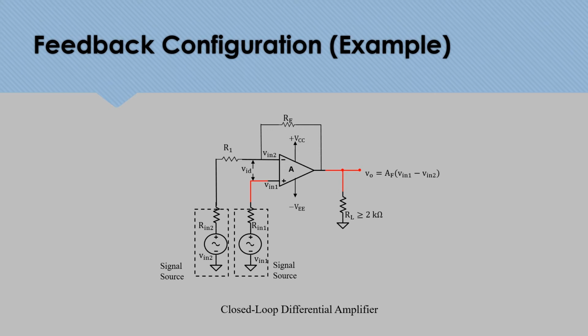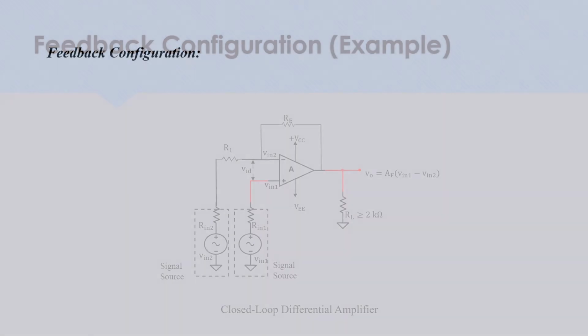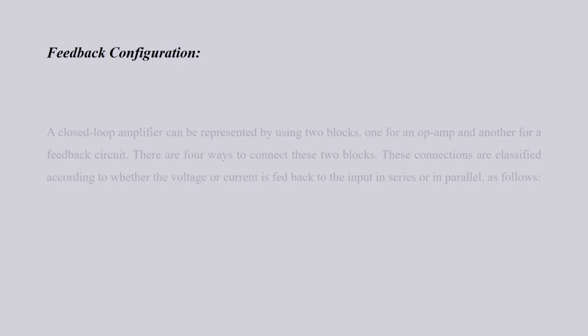The output V0 is AF times (Vin1 minus Vin2), because it's a closed loop differential amplifier. AF is the feedback gain, so it has been changed from the open loop gain, or without feedback gain. So there is a change in gain from A to AF, and the gain has been reduced from the open loop gain.